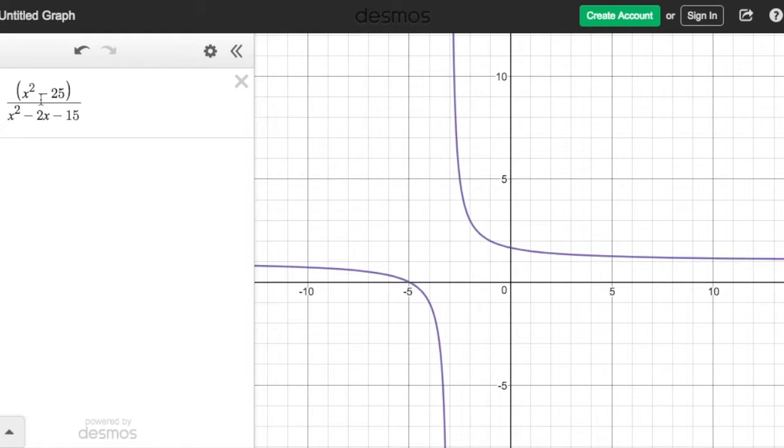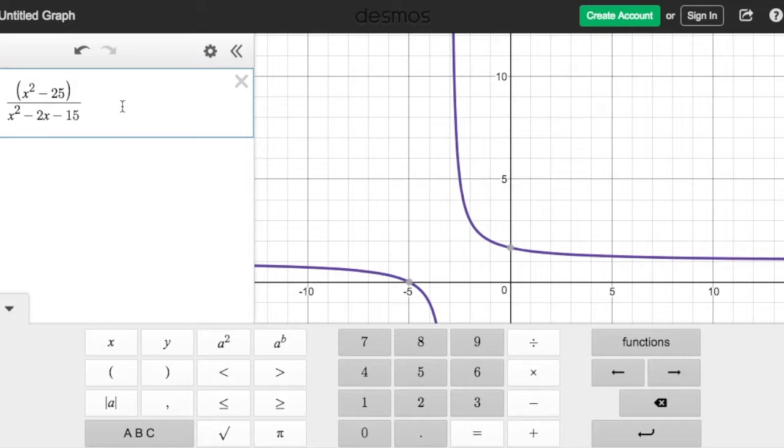So this axis will give me my horizontal asymptote. As we know, x represents 1. So 1 over 1 will give me a horizontal asymptote at y equals 1, and a vertical asymptote at x equals 3.